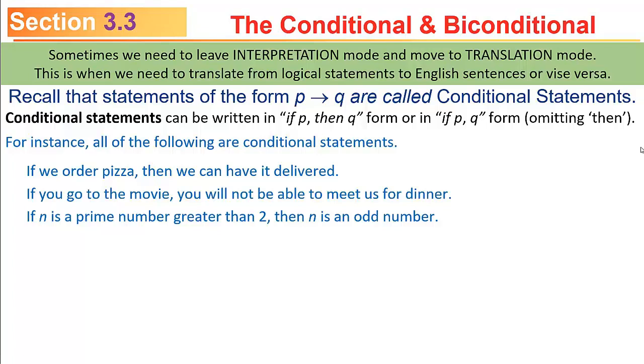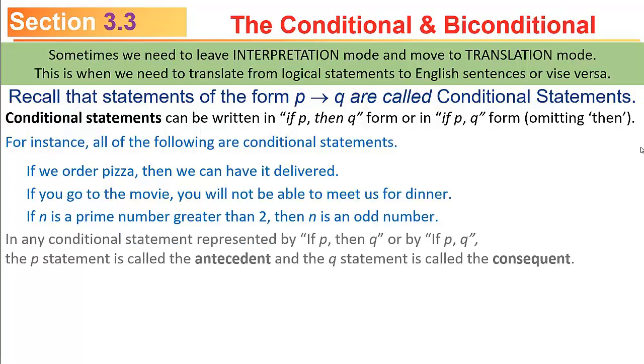If we order pizza, then we can have it delivered. If you go to the movie, you will not be able to meet us for dinner. If n is a prime number greater than 2, then n is an odd number. You don't actually have to have the word then in there for it to be understood to be there.